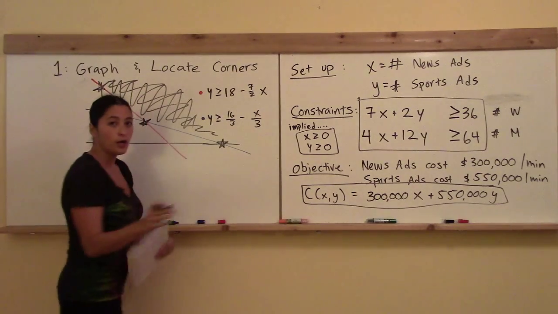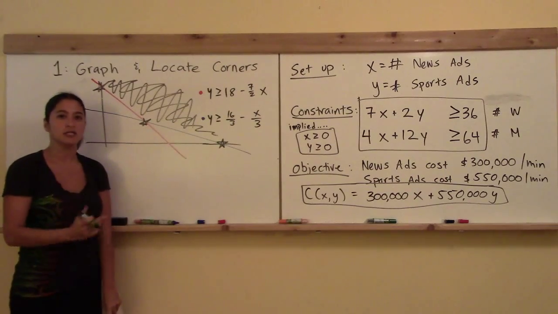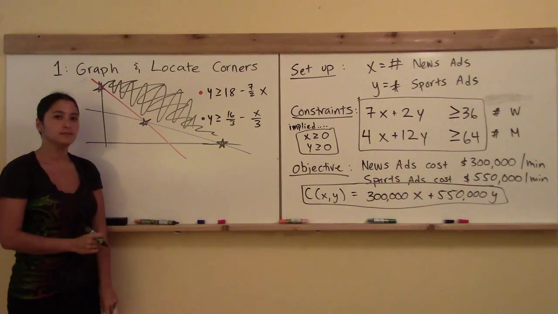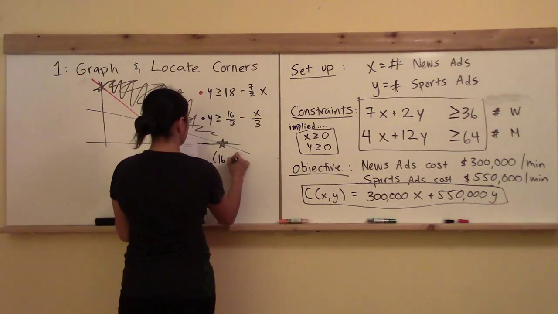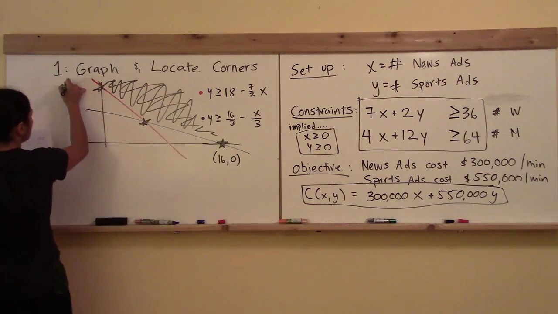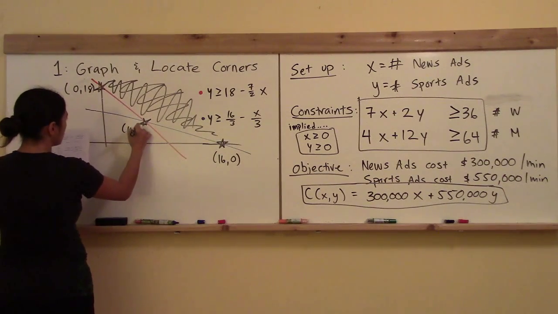Go ahead and pause the video right now and write the x, y coordinates of all three corners. Test your ability. Okay, so now I'll write down the three corners that I got. This one was (16, 0). This one was (0, 18). And this one right here was (4, 4).